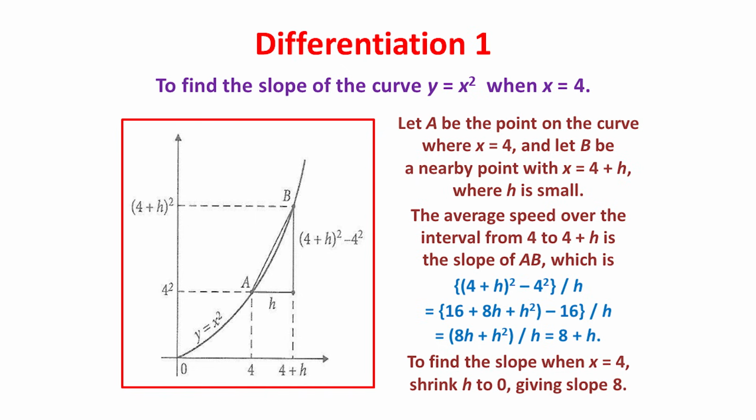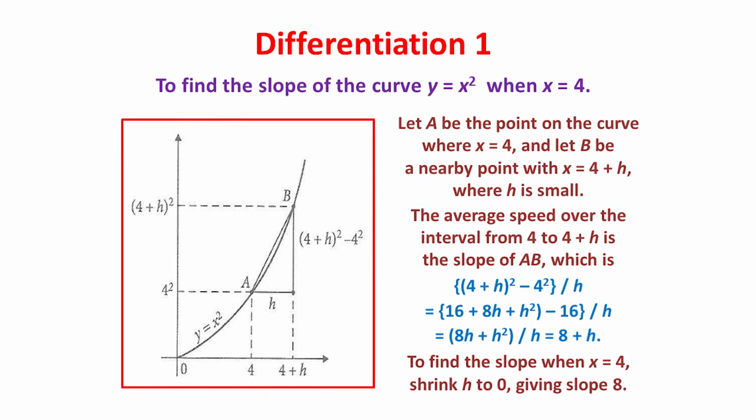Here's an example involving the graph of y equals x squared, where we wish to find the slope of the tangent to the graph at the point A, where x equals 4. To do so, we'll take a nearby point B with x value 4 plus h, where h is small. Then the average speed over this short time interval from 4 to 4 plus h is the slope of the diagonal line AB joining these 2 points.